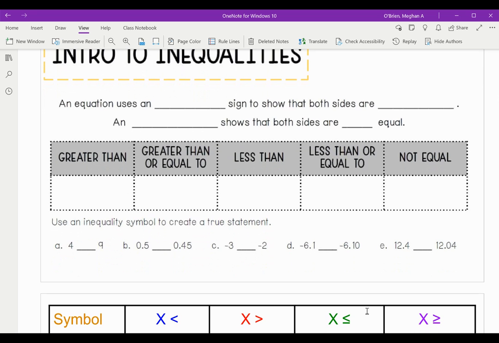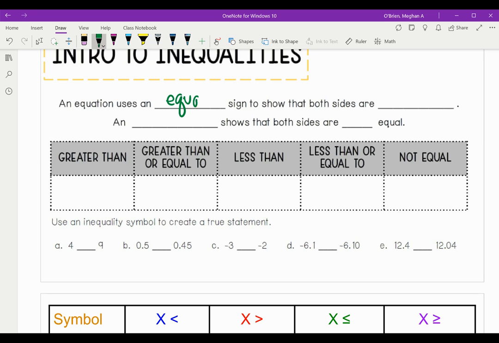An equation uses an equal sign to show that both sides are the same or equal. An inequality shows that both sides are not equal.